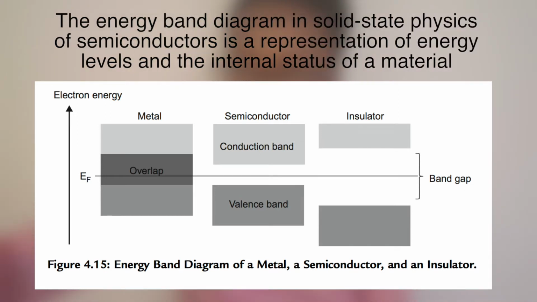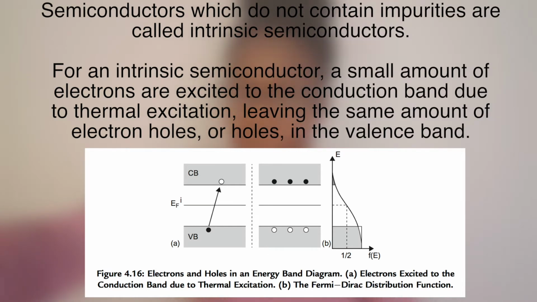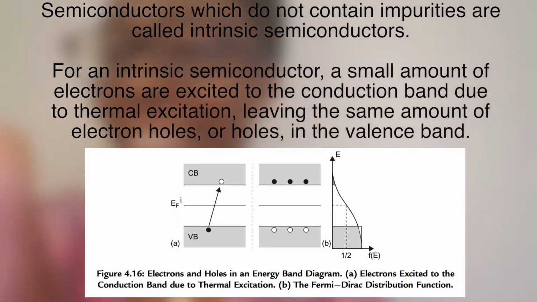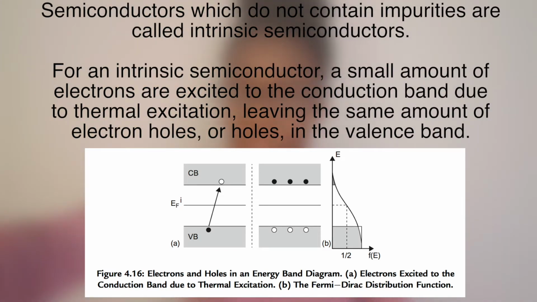Now, a good representation of this energy band diagram is an intrinsic semiconductor. Intrinsic semiconductors are semiconductors that do not contain impurities. One thing that you should always remember is that both electrons and holes are free to move and carry electrical charges.